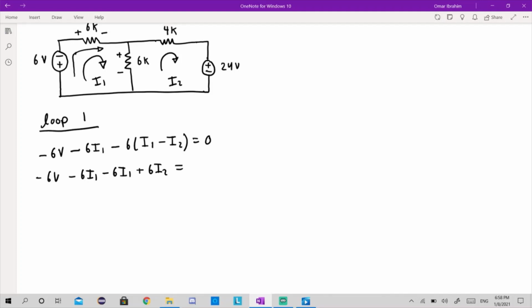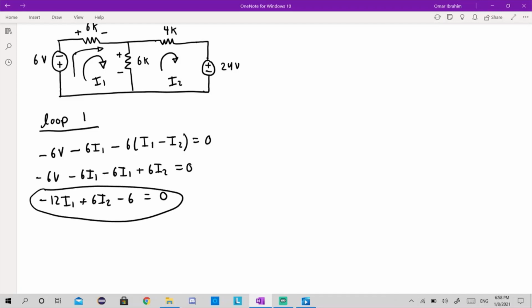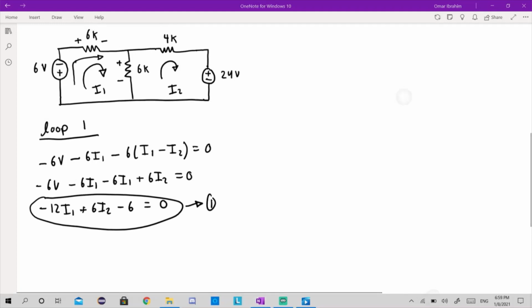I2 equals 0. And you're going to have negative 12 I1 plus 6 I2 minus 6 equals 0. This is going to be your first equation, Equation 1. Now we're going to move on to the second loop, loop number 2. We're going to do the same exact thing.